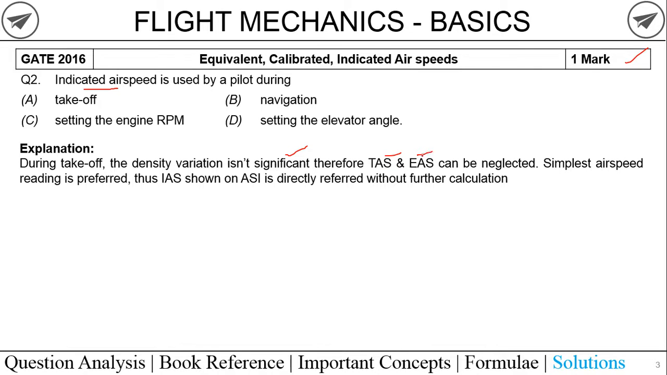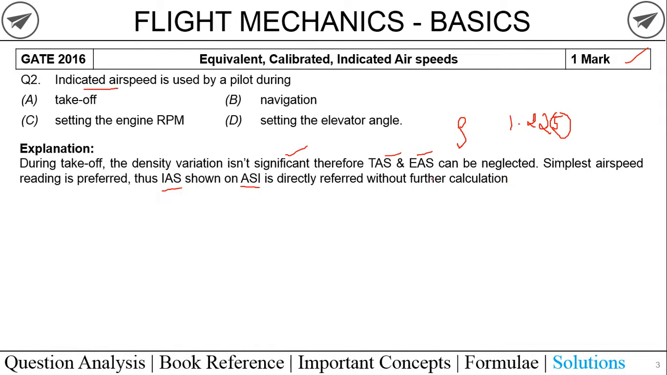That means TAS and EAS are basically dependent on density at some particular altitude. As during takeoff, the height is within 50 meters or something, the density variation isn't significant. That is, the density of 1.225 kilogram per meter cube is the density at sea level. So with a 50 meter change, the density variation will be in the third decimal place or something. So based on this, TAS and EAS can be neglected, and the simplest airspeed reading is preferred during the takeoff. Thus, indicated airspeed is the simplest airspeed, which is directly shown by the aircraft speed indicator. So this might be used for takeoff.